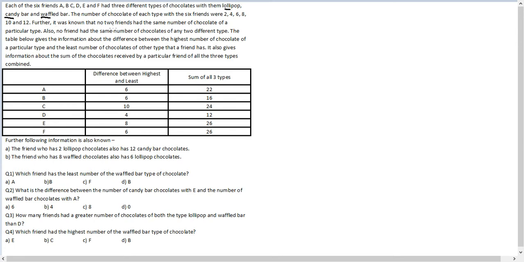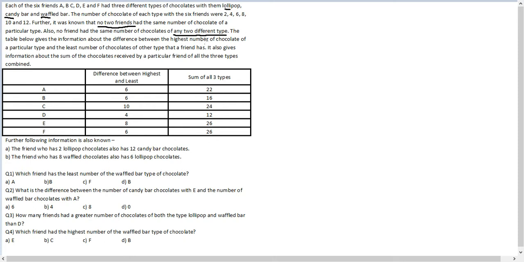Further, it was known that no two friends had the same number of chocolates of a particular type. So 6 friends, 6 different numbers of chocolates. Every friend will have a different number of lollipops, candy bars and waffled bars. Also, no friend had the same number of chocolates of any 2 different types. So if a friend has 2, then he must have 4 or 6 or 8 or 10 or 12. So 3 of these numbers.